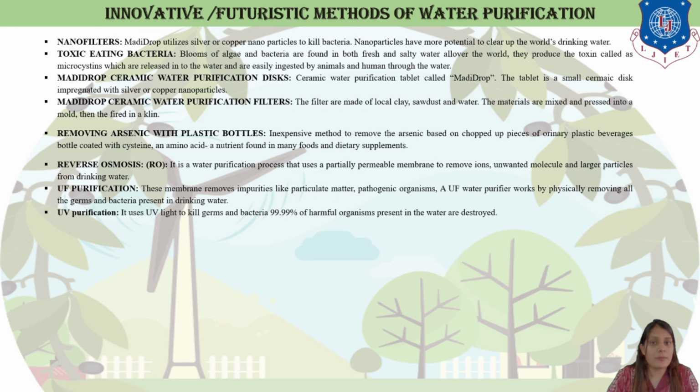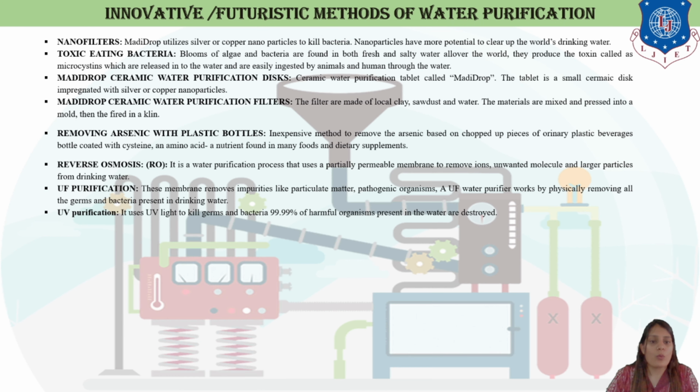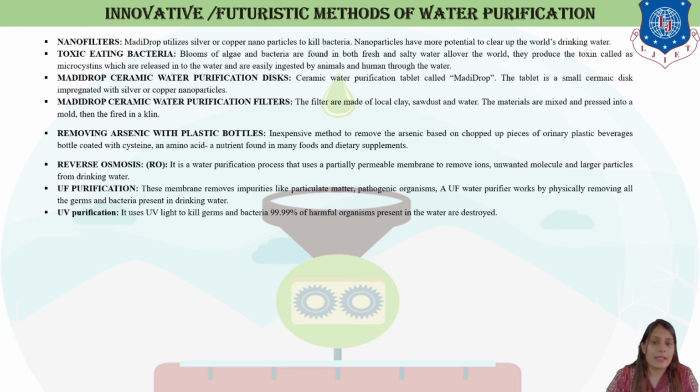Next is the UF purification. This membrane removes impurities like particulate matter, pathogenic organisms. UF water purifier works by physically removing all the germs and bacteria present in it. And lastly, you can see UV purification. It is the UV light which kills 99 to 99.9% of bacteria, and the water which is required will stay, and the harmful organisms present in the water will be destroyed. So these are the water purification techniques which we are using in day-to-day life.